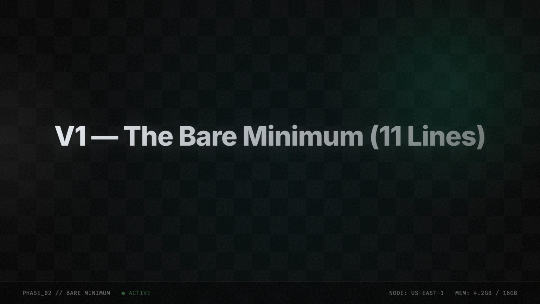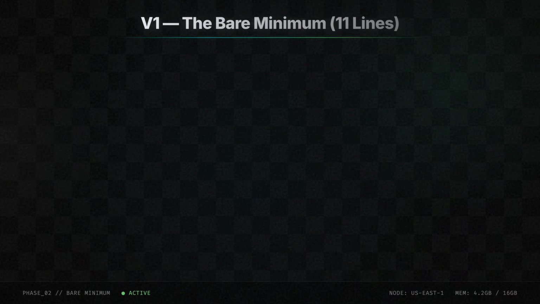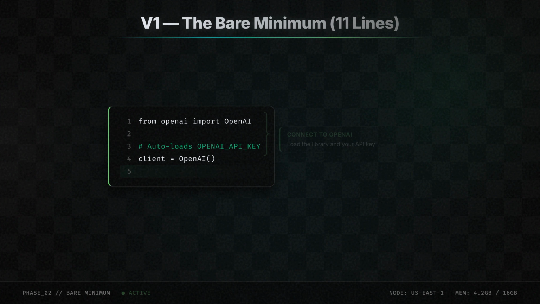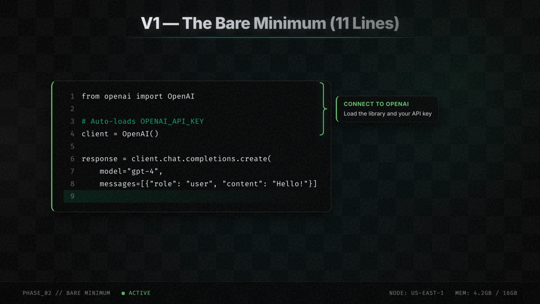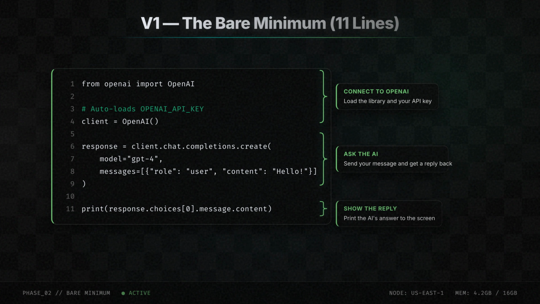Let's write the bare minimum code to get this running. Open chatbot.py and write these 11 lines. First, we connect to OpenAI, loading the library and our secret API key. Now we ask the AI, we send our message and get a reply back. Finally, we show the reply on the screen.